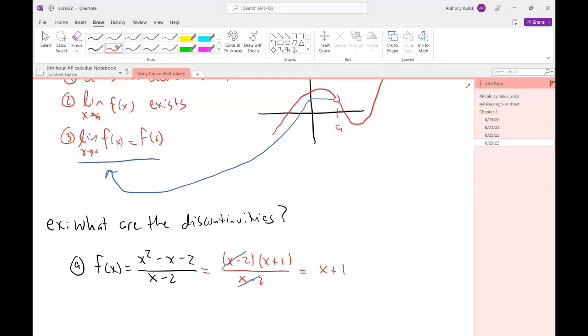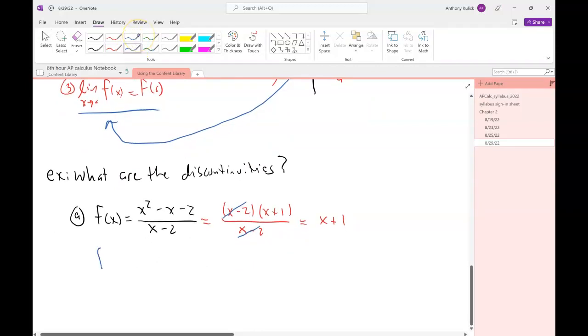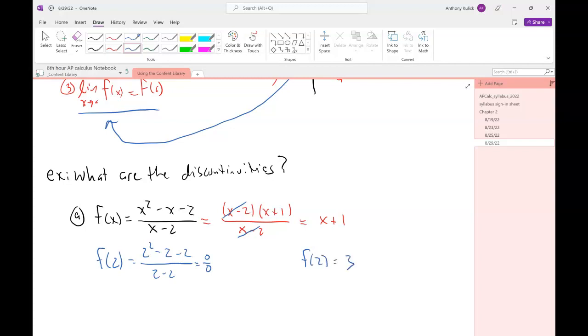Everybody agree that that's completely correct? You're all wrong. Can I demonstrate to you why it's not completely correct? If I do f of 2, I get 0 over 0, right? But if I use this definition, if I do f of 2, I get 3. Is 3 the same thing as 0 over 0? No. Now, if I picked any other value of x, would this have worked?